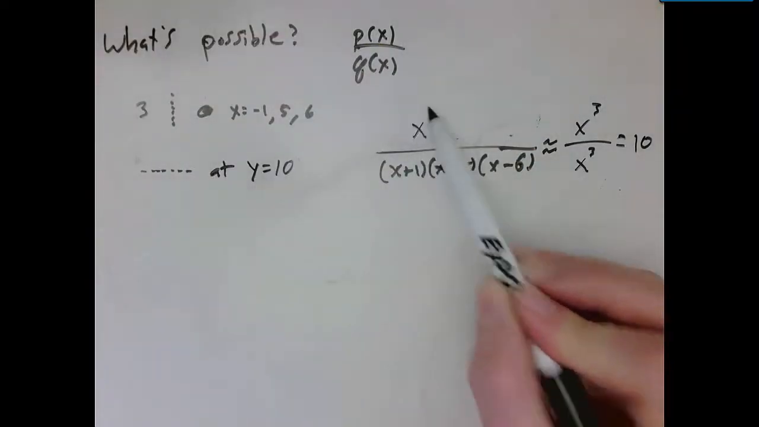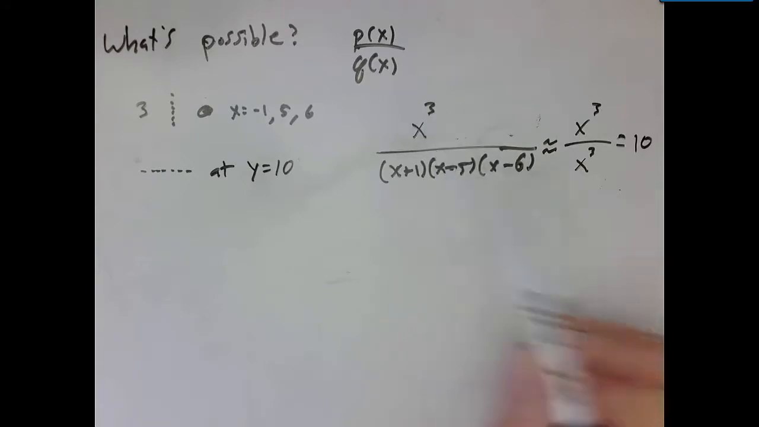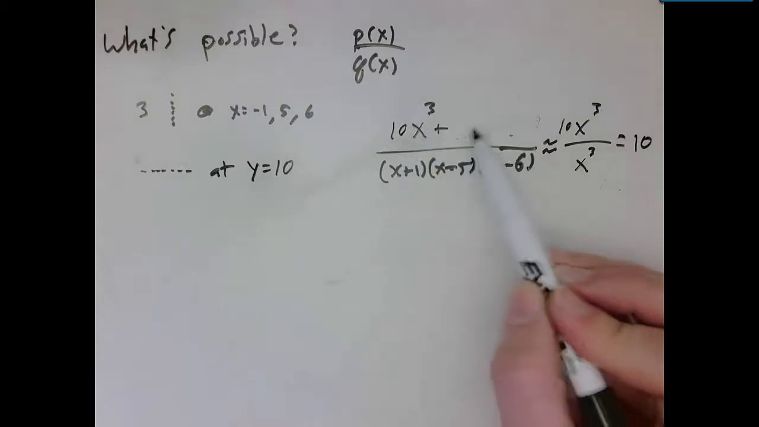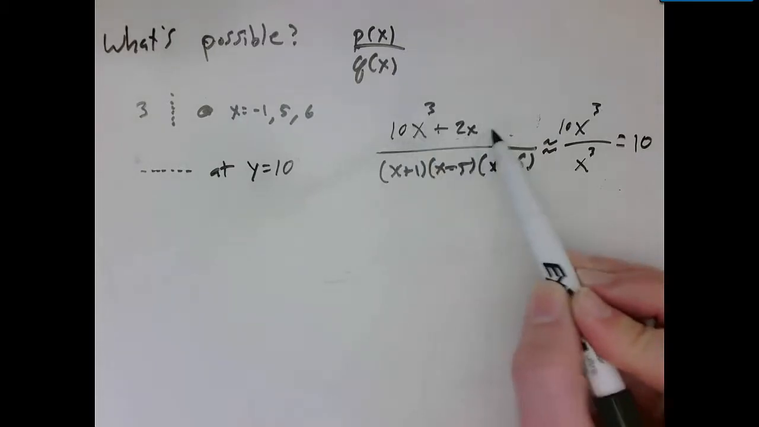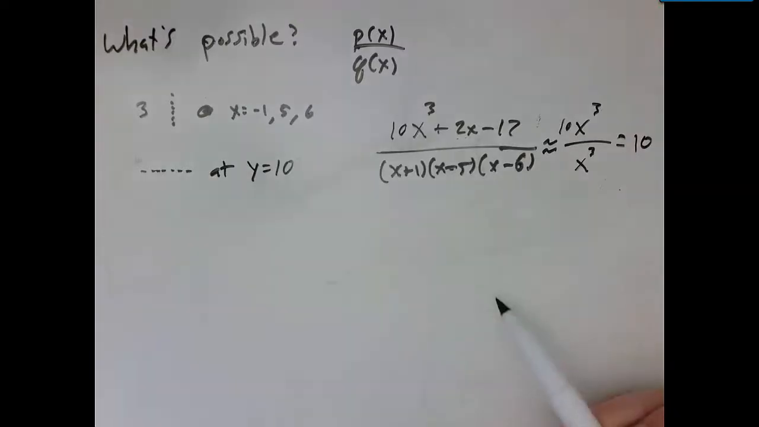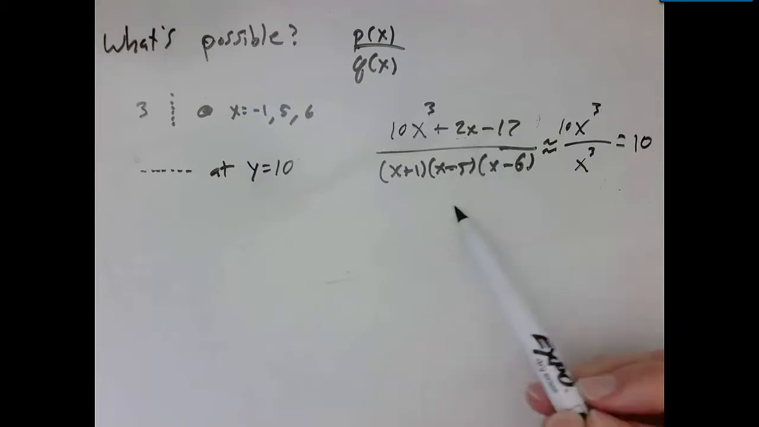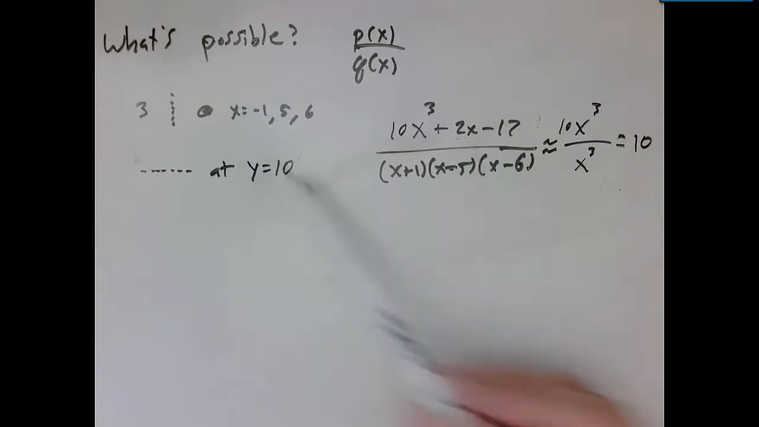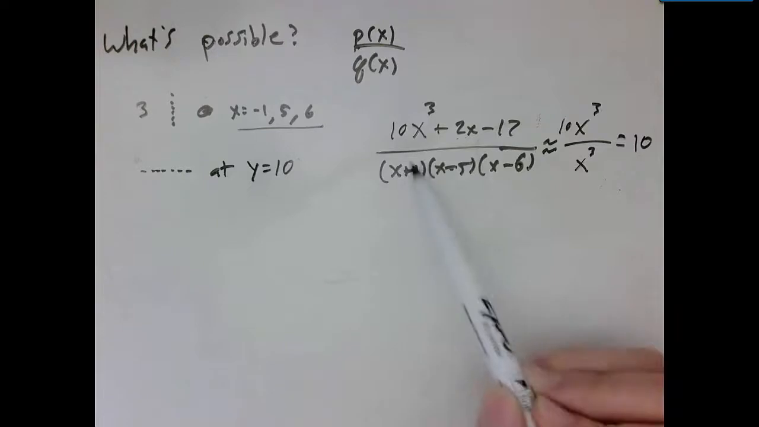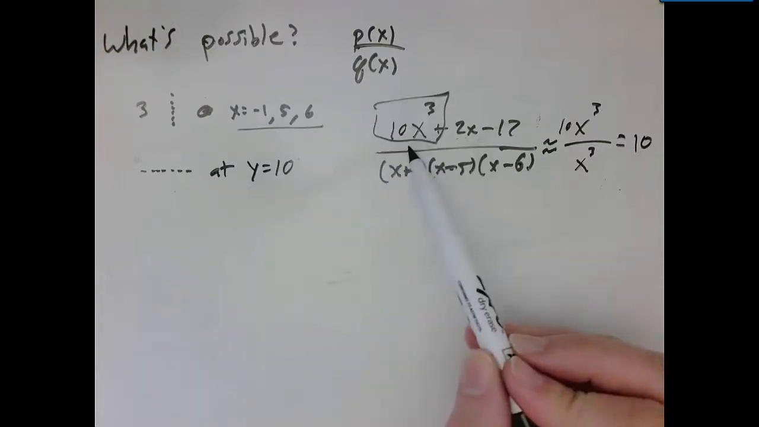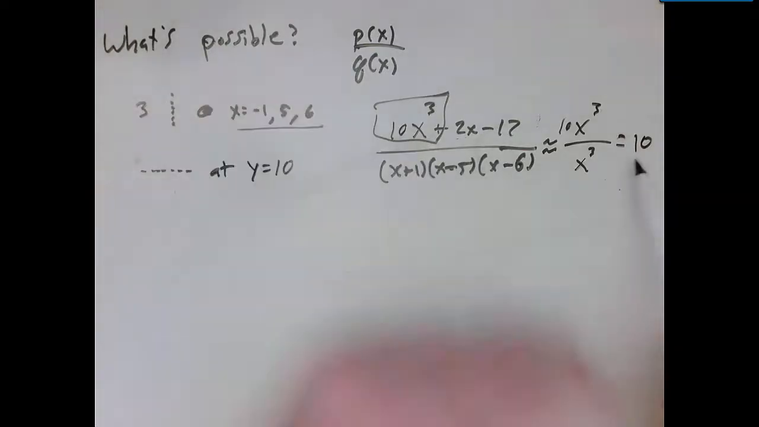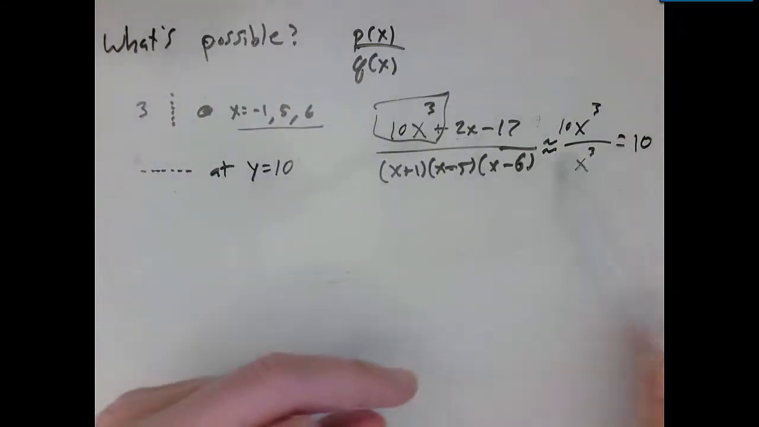So I could have an x cubed here, but if this is going to equal 10, it would really have to be 10x cubed. And then I could have some other stuff here, like 2x minus 17. Again, I want to make sure that I didn't accidentally produce a factor that would divide one of those. But now I've done it. So I have my 3 vertical asymptotes, and I figured out how to make my horizontal asymptote by choosing a dominating term in the numerator that's going to produce a simplified end behavior that's the horizontal asymptote I want.